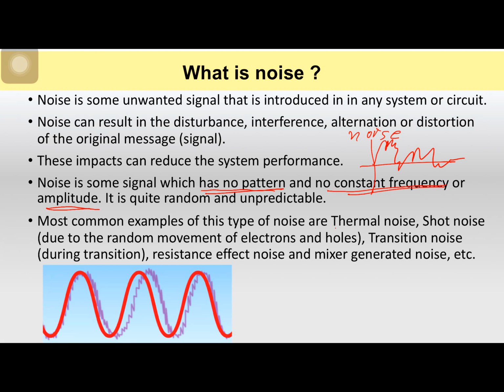And in the world, there are many types of the noise in communication system. For example, the thermal noise, shot noise, transition noise, or the resistance effect noise, or the noise from mixer generator circuit, and many more.